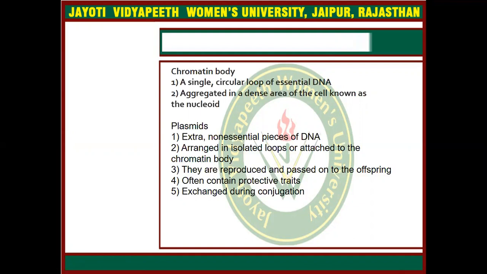Without a true nucleus, that is, non-nuclear bacteria, some of the bacteria may also have a specific genetic material which is known as the plasmid. Plasmid is extrachromosomal DNA. It is arranged in isolated loops or attached to the chromatin body.